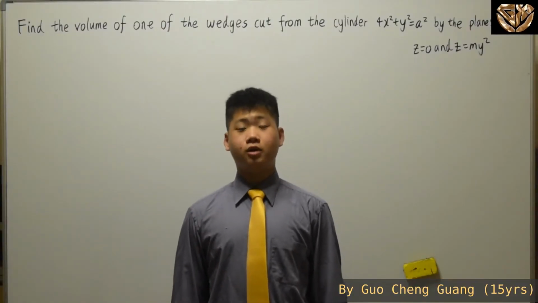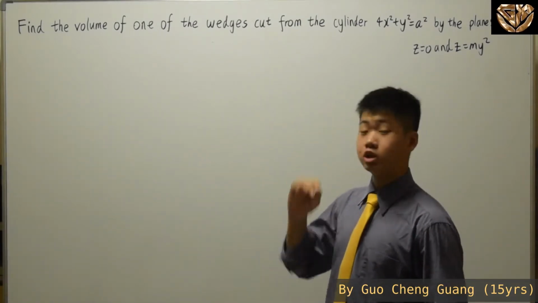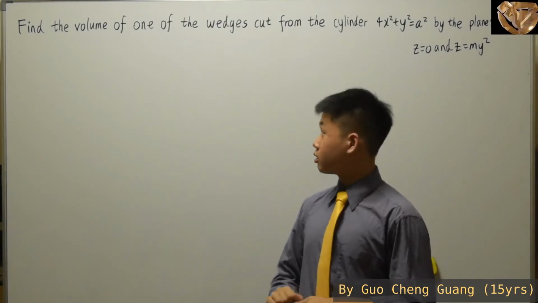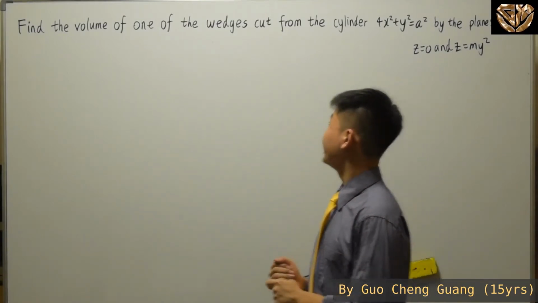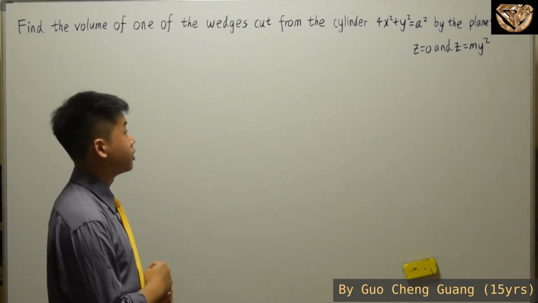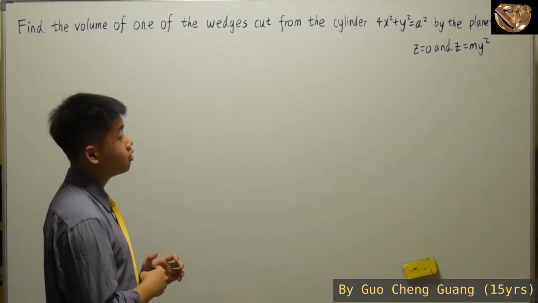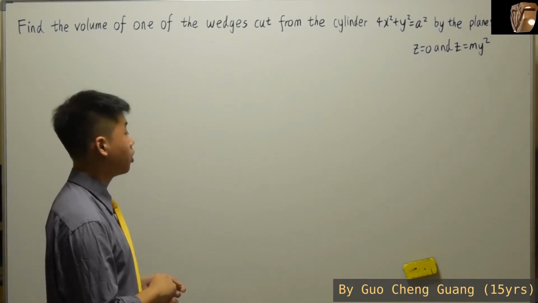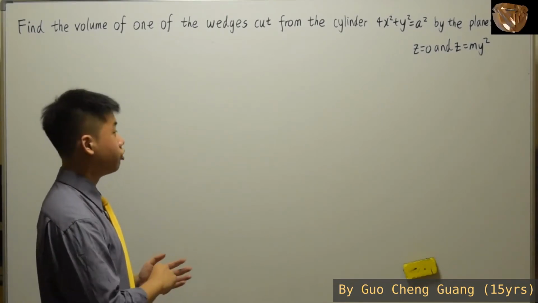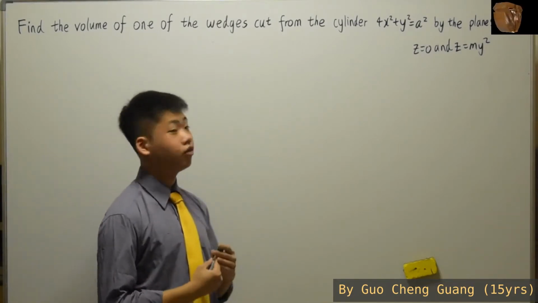In this lesson on the techniques and applications of definite integration, we're taking a look at this question over here. We're supposed to find the volume of one of the wedges cut from the cylinder 4x² + y² = a² by the planes z = 0 and z = my². Right. So firstly, we will have to take a look at what kind of integration we are going to have here.